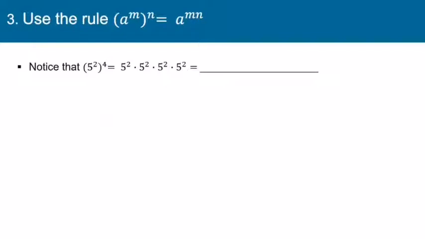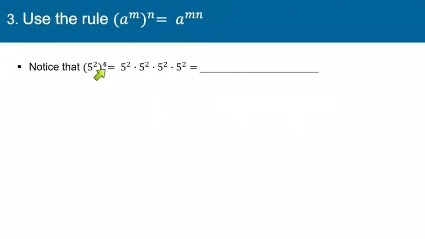Now we're ready to move on to one of the power rules. So the first one we're going to look at is this form right here, where we have a base raised to a power, and that whole thing is being raised to another power. Okay, so let's take this one as an example. We have 5 squared raised to the 4th power.